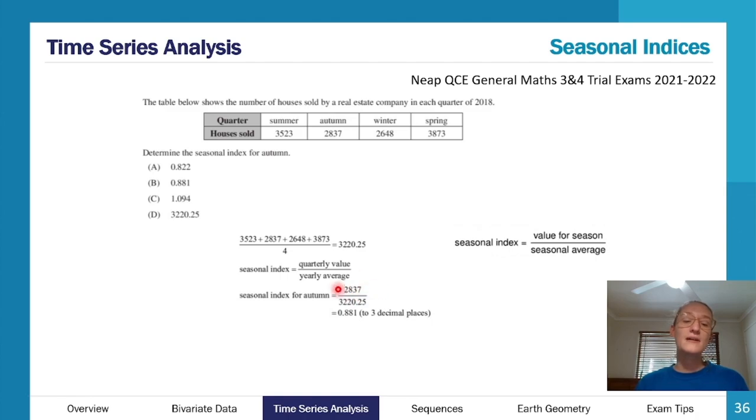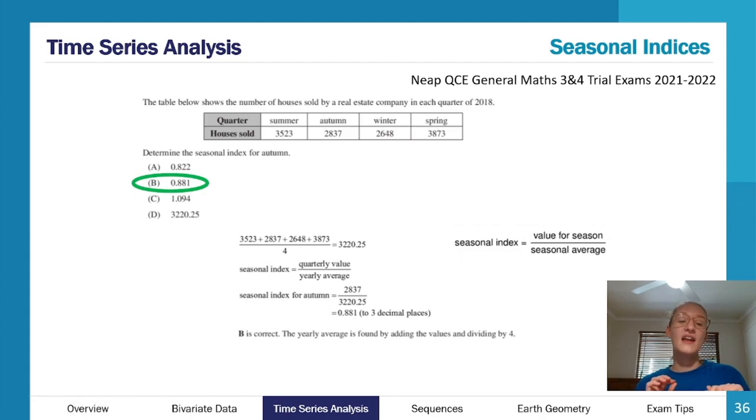So we have this number here, the value for autumn, and this here is the average of all of the seasons. I can already see that the value for autumn is lower than the seasonal average. So I'm already starting to figure out that my seasonal index is going to be below 1, because my value for the season is lower than the seasonal average. So I know it's going to be lower than 1, which is what we have here. And so that's the process that we've done there.